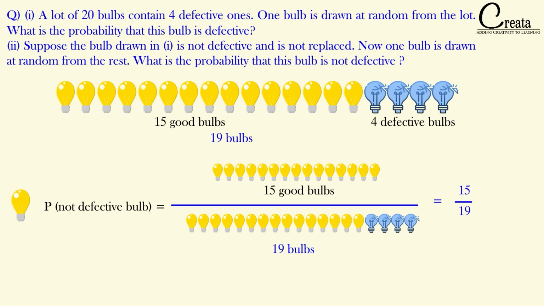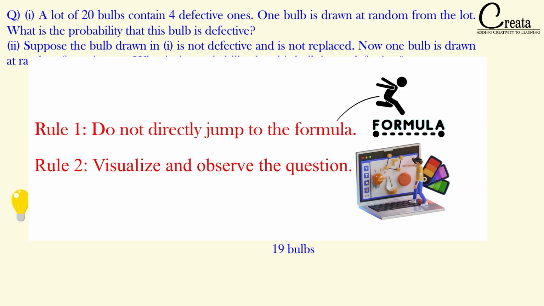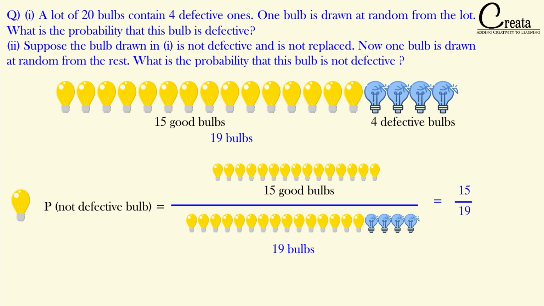Such types of scenario based questions you should observe and think about in your mind. Do not rush and apply the formula. Observe the case, what is given in the case, whether it is a good bulb or a bad bulb, one is taken out, and how the total will change. All these things you should understand, and only then proceed with the answer. Do not rush and jump to the formula, that will be really dangerous.